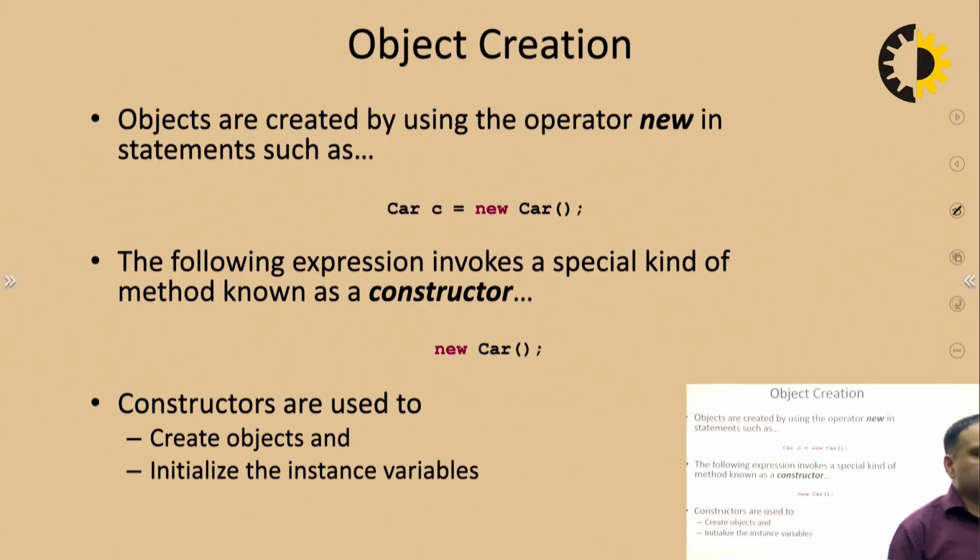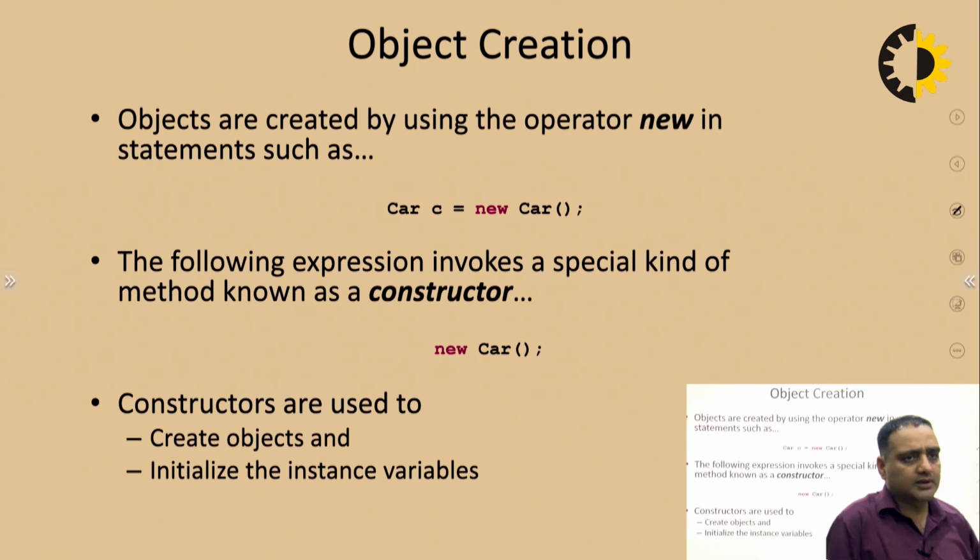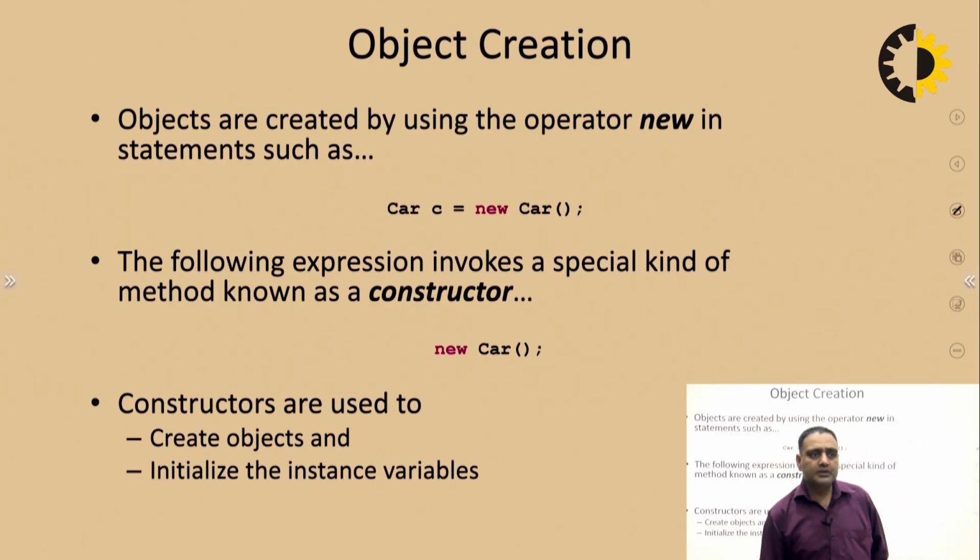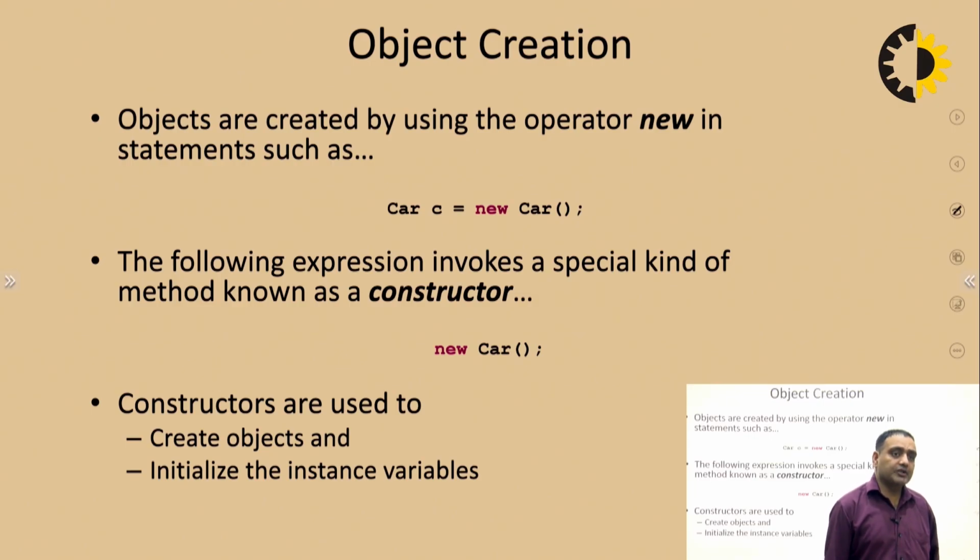Objects are created by using the operator new in statements such as char C is equal to new char semicolon. The following expression invokes a special kind of method known as constructor. There are some basic properties of a constructor. The name of the constructor is to be the same as the class. Second, there is no return type of the constructor. If any constructor has a return type, maybe int or char or float or double or boolean or void, then the particular constructor is turned into a method which is used in object oriented programming. But a method which does not return anything, this particular method is known as constructor.